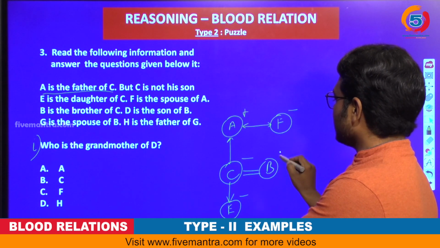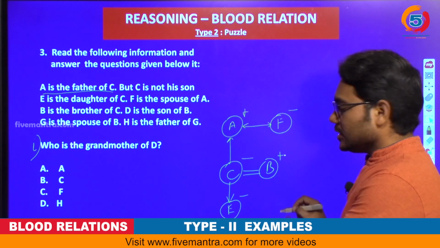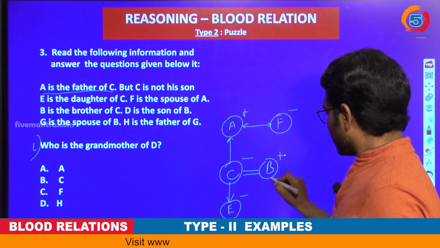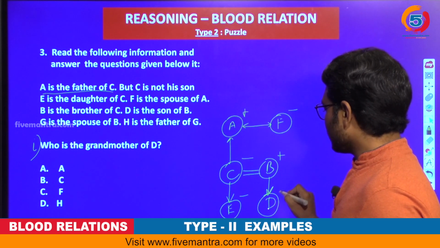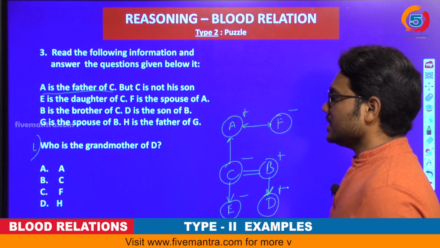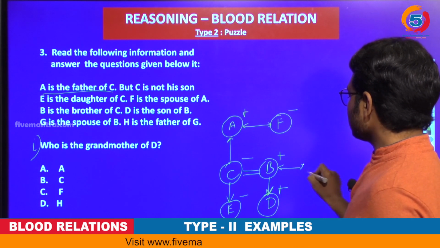B is the brother of C. Then D is the son of B. Keep on drawing this. D is the son of B. Then G is the spouse of B. It is given here.